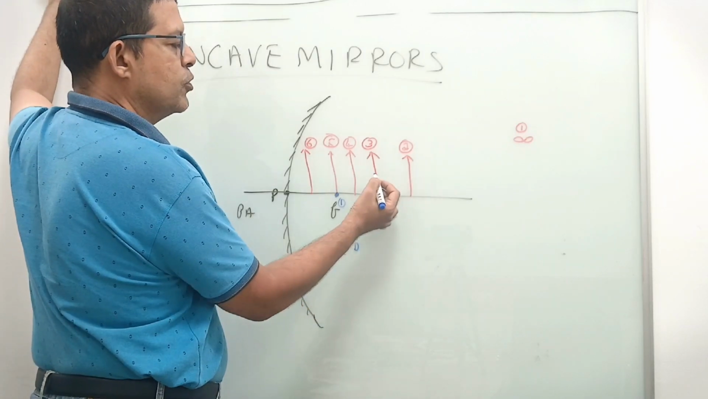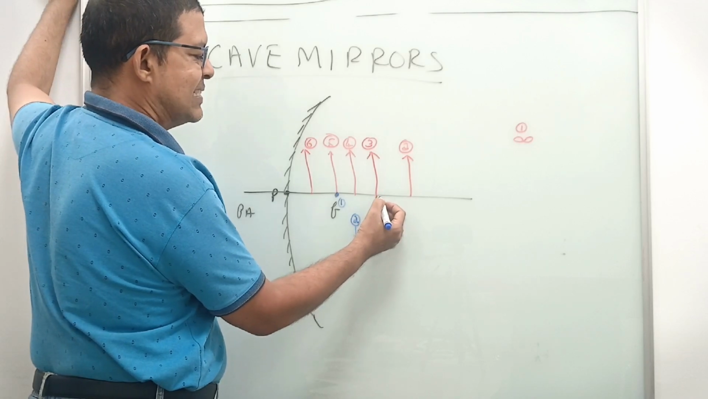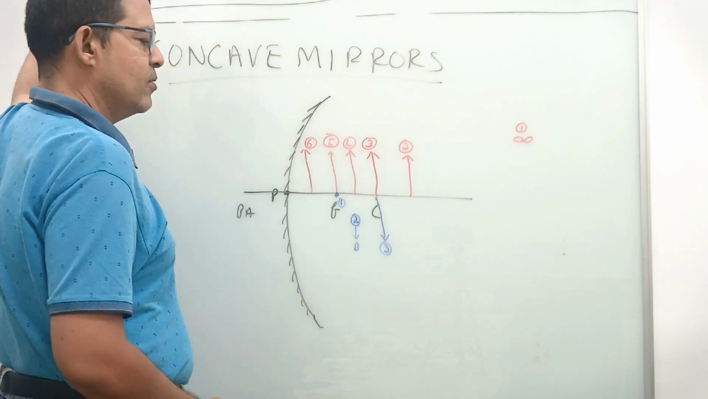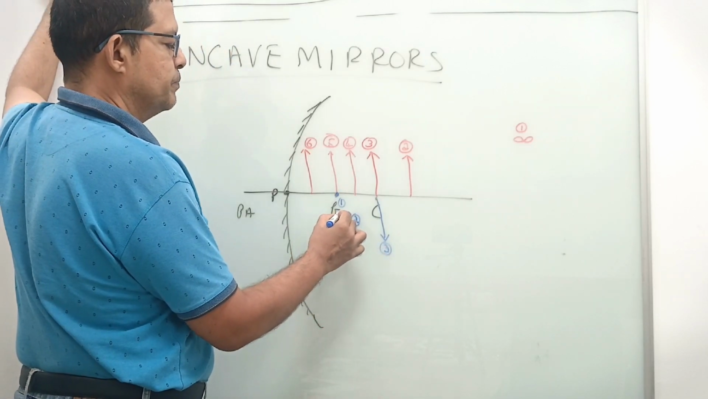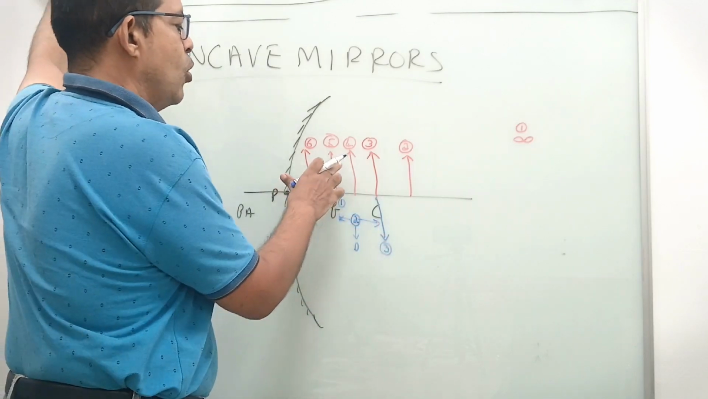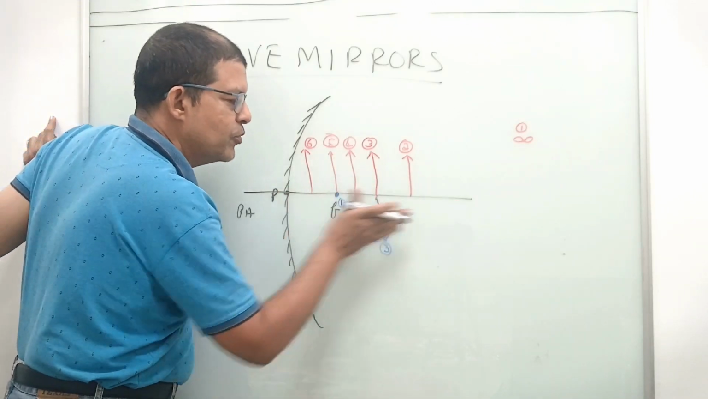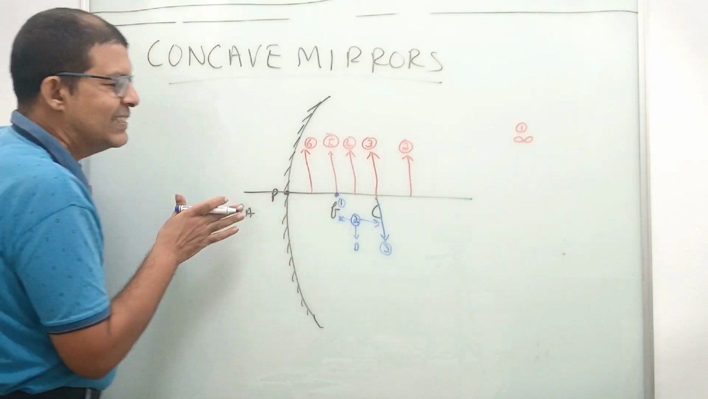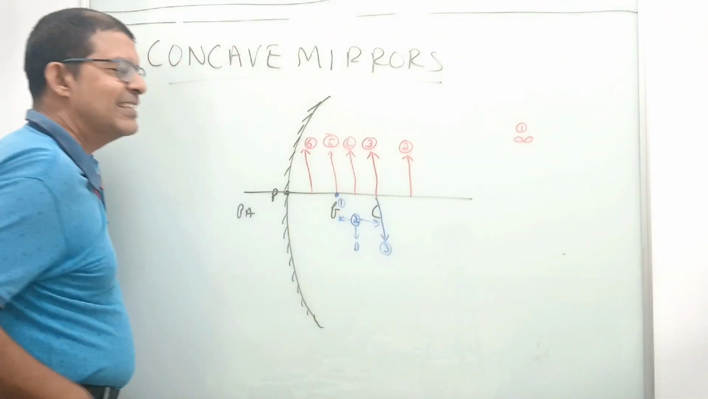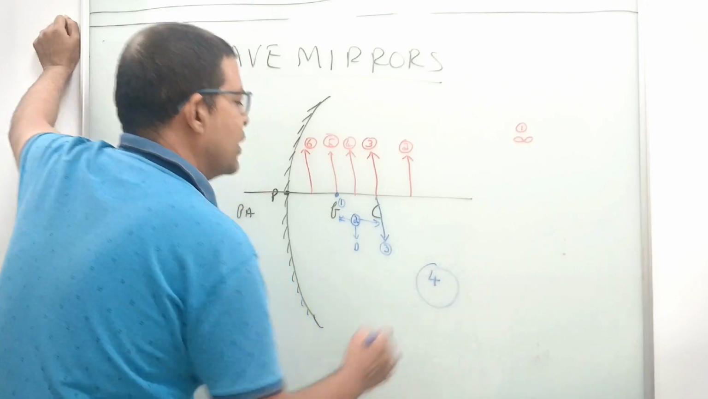When the object moves to point 3, then the image will be of the same size, which will be at the center itself. If the object comes to point 4, now the image will move away from the center. It will move this way. The object comes closer to the mirror, the image moves away from the mirror. And as the image moves away from the center, the image will become larger in size. So 4. It will become larger in size.